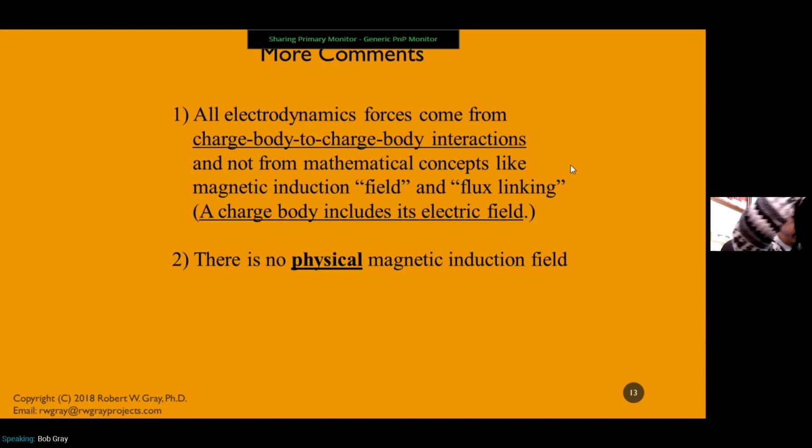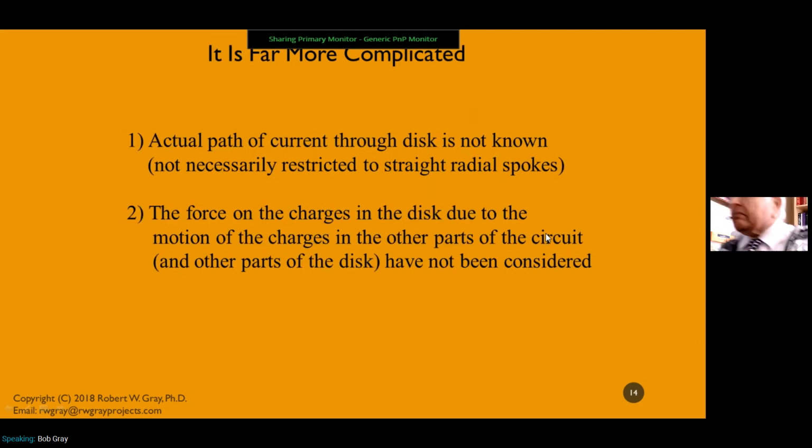So to me, a charge body is not just like a billiard ball or a solid or a point and the field is separate. No, I take the whole thing, including its field. When I say charge body to charge body interactions, it includes the interactions with this electric field. And I keep saying over and over, you're probably sick of me saying it, no physical magnetic induction field.